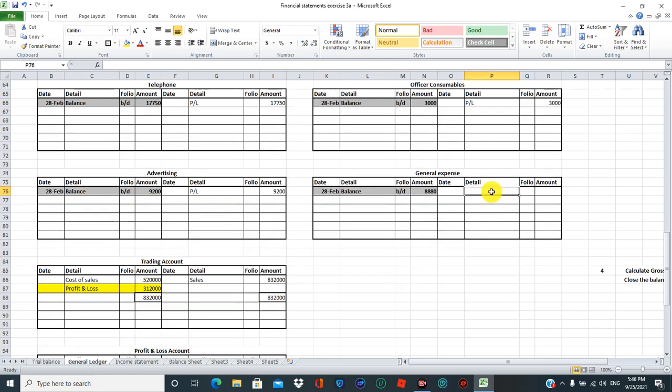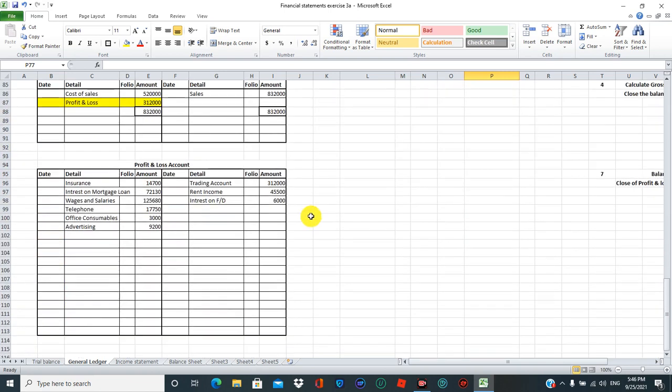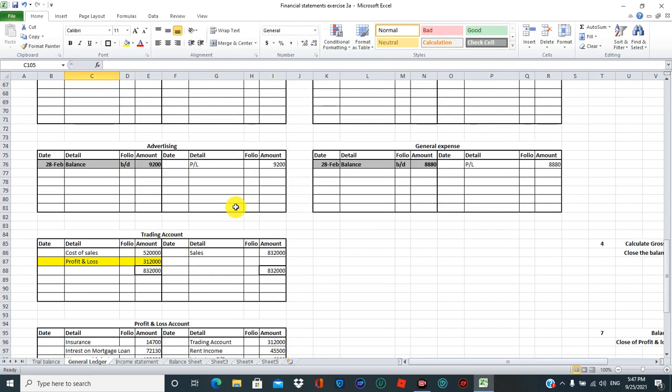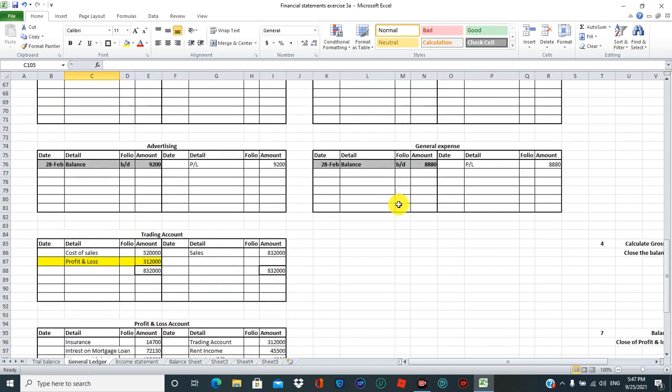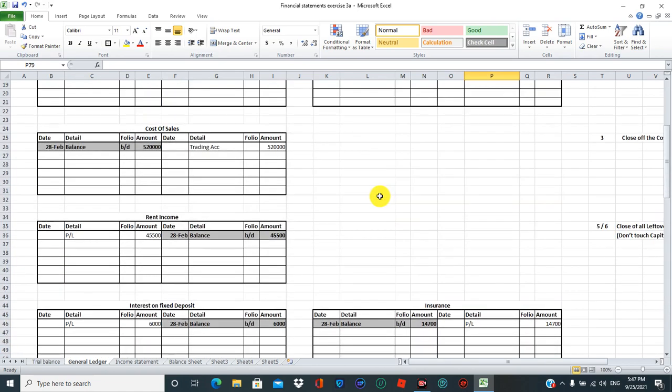Advertising, general expenses 8880. And general expenses 8880. Okay, we've got trading account, we've got the profit and loss account. Okay, so it looks like we've done all of that. Let me just double check.